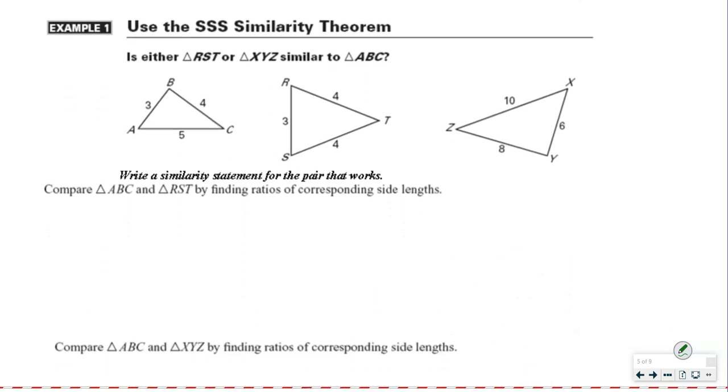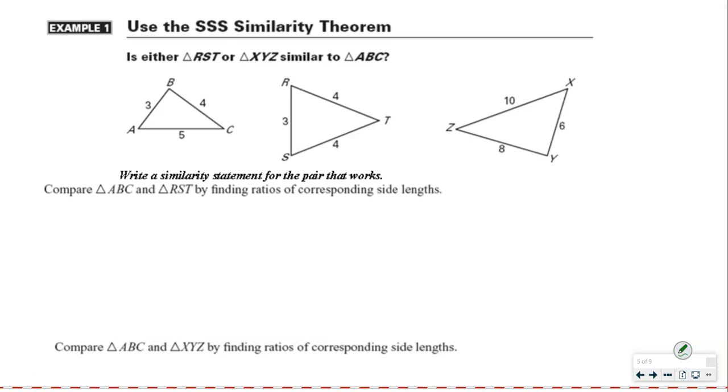So if we use the SSS similarity theorem, the side-side-side similarity theorem, is either triangle RST or triangle XYZ similar to triangle ABC? So we're looking at ABC and seeing if either RST or XYZ are similar to it. So we're picking out the one that's similar, if any. So using side-side-side, we need to check all of our proportions. So we want to compare triangle ABC and RST by finding the ratios of the corresponding side lengths.